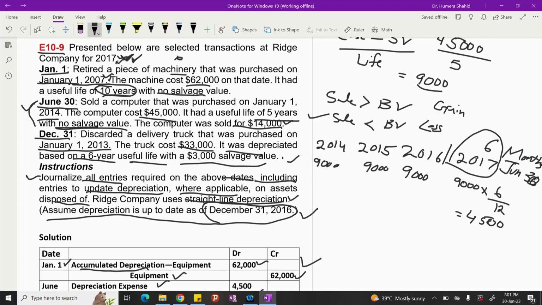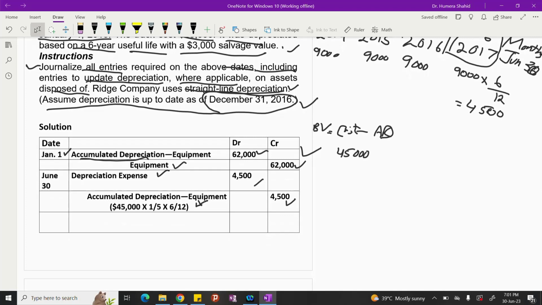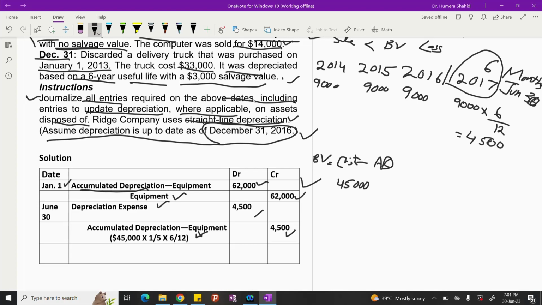So book value is cost minus accumulated depreciation, right? Cost for this computer is 45,000. Accumulated depreciation we have already recorded. Year-wise, that is 9,000 plus 9,000, 18,000, plus 9,000, 27,000, plus 4,500, 31,500 is the accumulated depreciation, right? So 31,500 is going to be the accumulated depreciation, and I will get my book value.